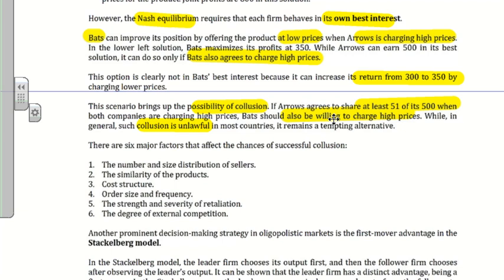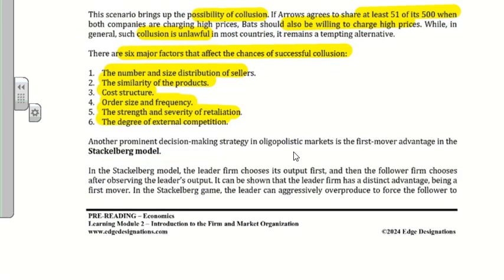Okay. 6 factors affect the chances of successful collusion. The number and size of the distribution of sellers, similarity of products, the various cost structures, the order size and the frequency, the strength and severity of a retaliation, and the degree of external competition.